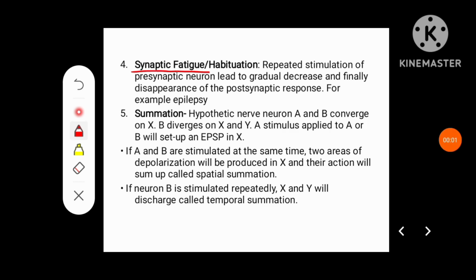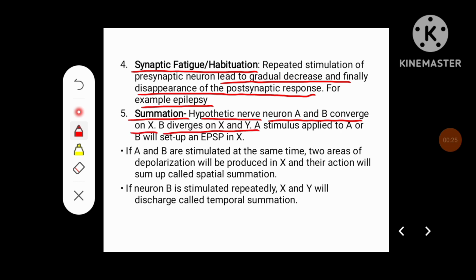Another property is synaptic fatigue or habituation. Here, repeated stimulation of the presynaptic neuron leads to a gradual decrease and finally disappearance of the postsynaptic response, for example in epilepsy. The fifth property is summation, where hypothetical neurons A and B converge on neuron X and B diverges on X and Y.